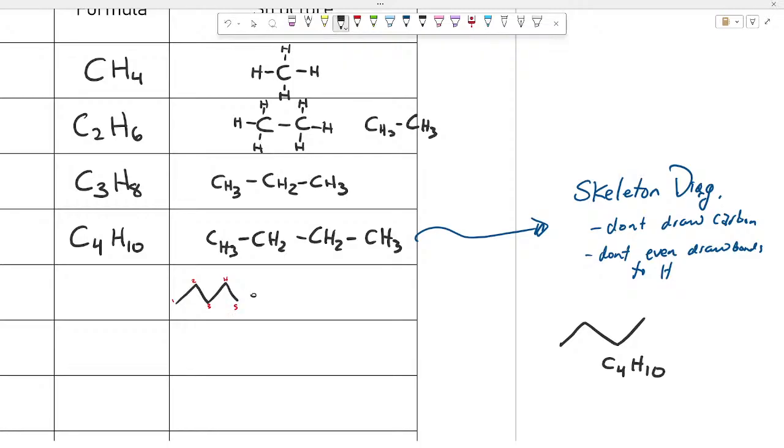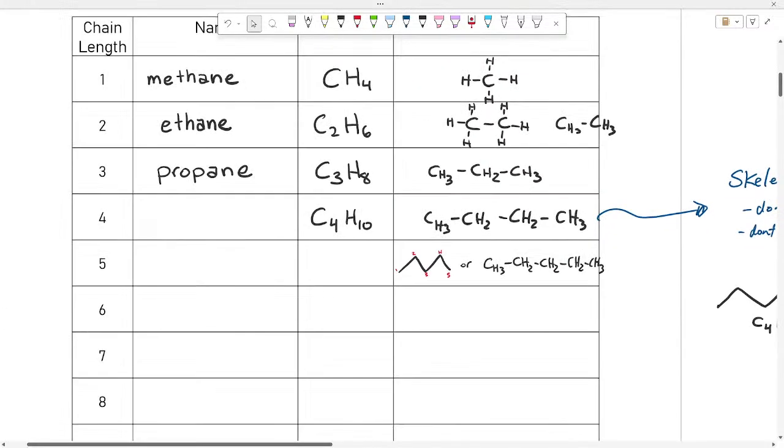Or, of course, if you prefer, you could draw that as CH3, bound to CH2, bound to CH2, bound to CH2, bound to CH3. I know which one I prefer, which is the pointy corner one. Way quicker, right? Love those vertices. Way better. So that'd be 5.